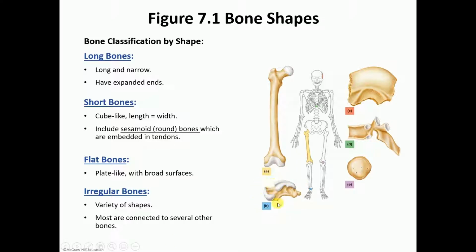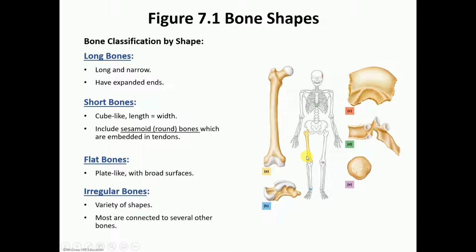Now short bones, like this one, usually look like cubes, and they include the sesamoid bones. Sesamoid bones, like this bone right here, are bones that are totally embedded within a tendon or a muscle. For example, this bone right here, this is the kneecap, which is scientifically known as the patella. It's found right here in front of the knee. And the patella is embedded within the tendon of the quadriceps muscle, which is the muscle of the front of the thigh.